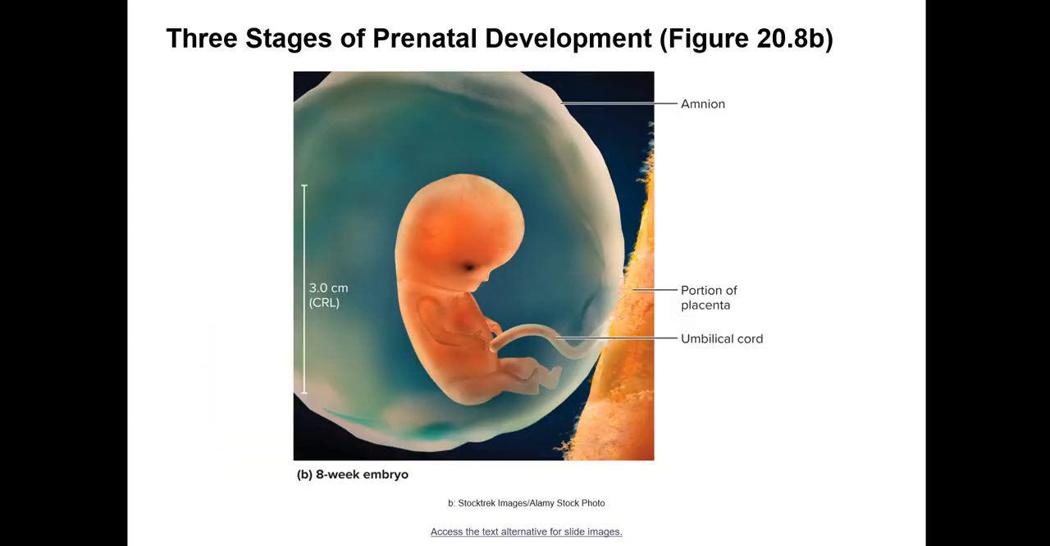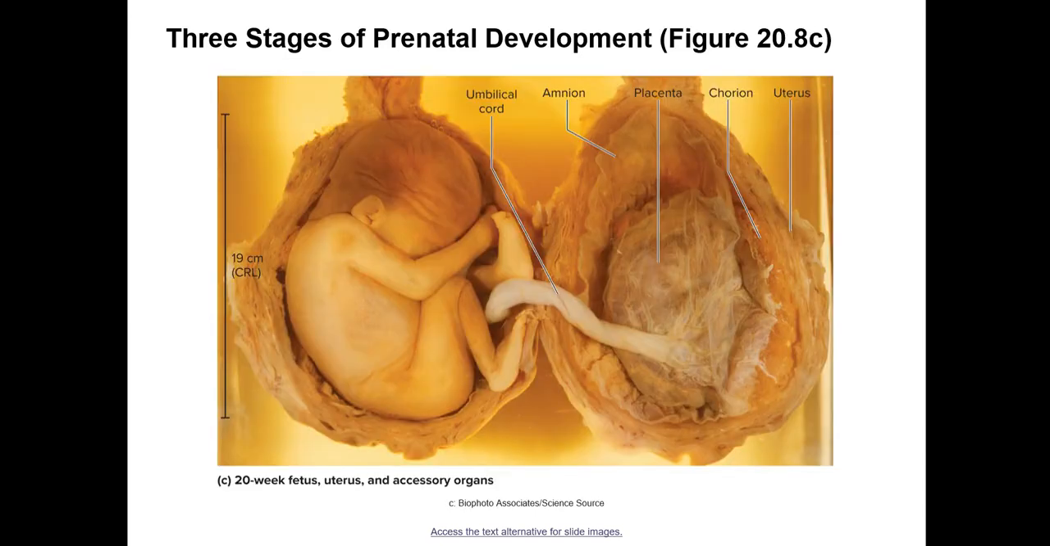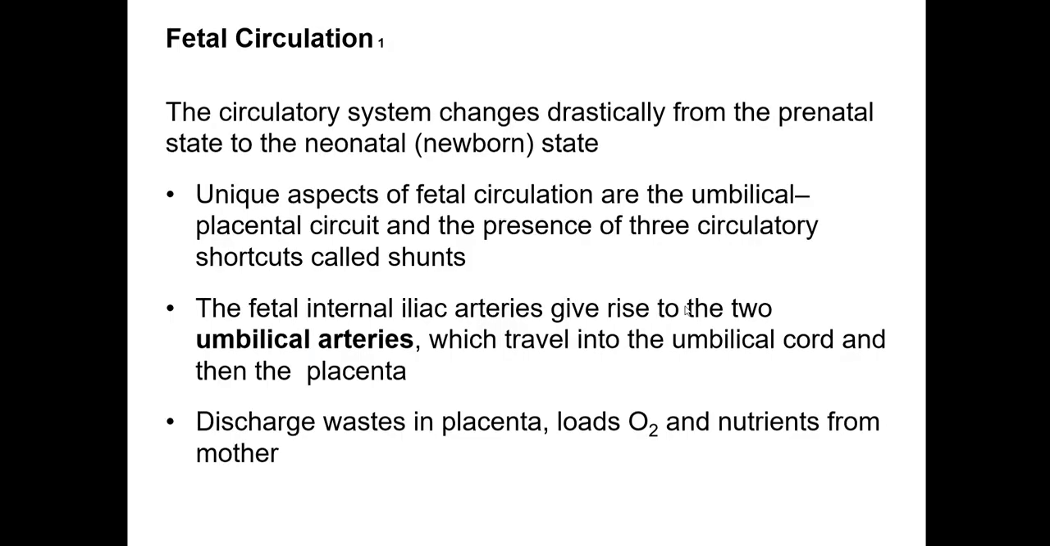So here you can see those stages of prenatal development. This is an 8-week embryo versus a 20-week fetus with the accessory organs, the fully intact placenta. So now let's look at fetal circulation and talk about some differences between it and normal circulation.